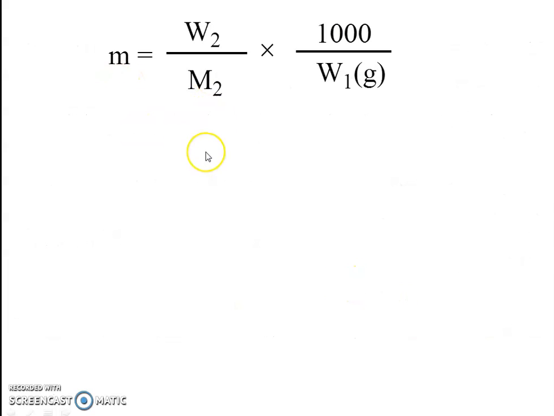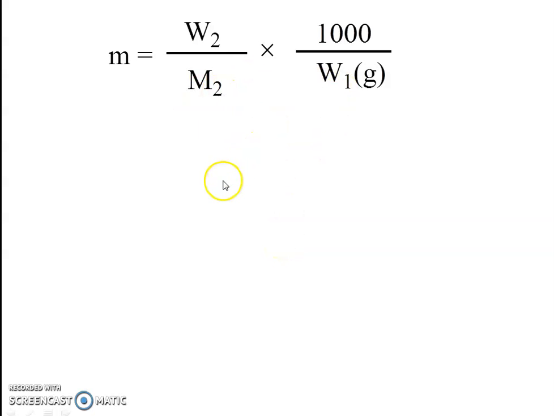Now first of all, molality of the solution. So molality is equal to W2 upon M2, where W2 is the weight of solute and M2 is the molar mass of solute. Here solute is urea, and weight of solute upon molar mass of solute gives the number of moles, into 1000 upon W1. So this is the formula for molality.